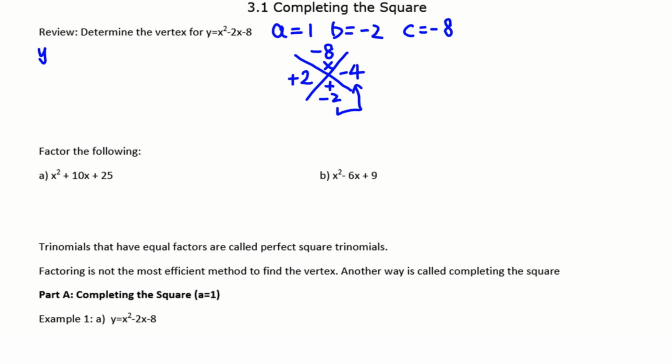So this is a simple trinomial. The a value is 1, no number at the front of x squared. We could write it as x times x, then you have x squared. The two numbers we found, we could put inside the brackets right away. This is the factored form. 2 times negative 4 gives you negative 8. Plus 2x minus 4x gives you negative 2x. So it works. And from this factored form, we are able to find the zeros, or x-intercepts.